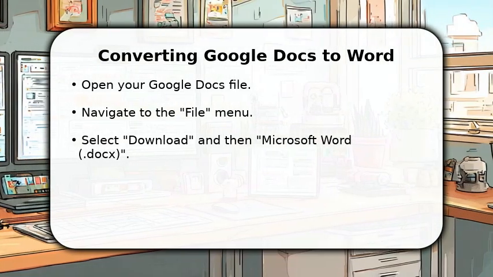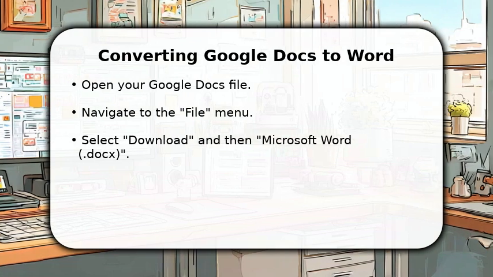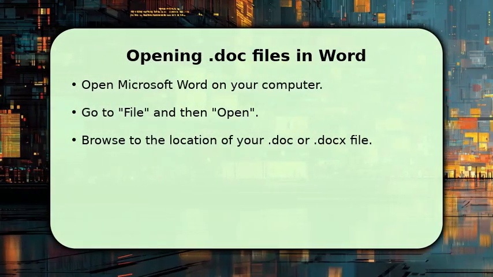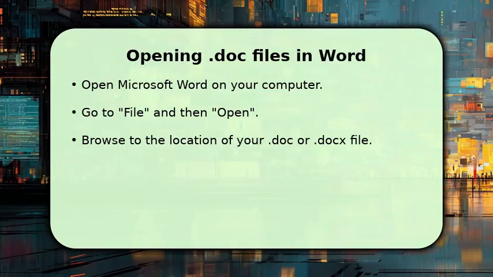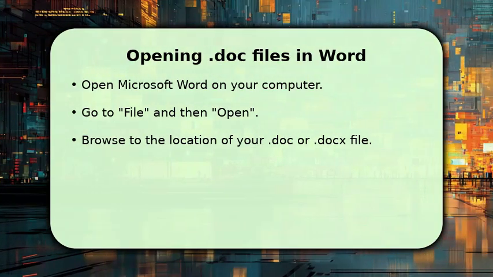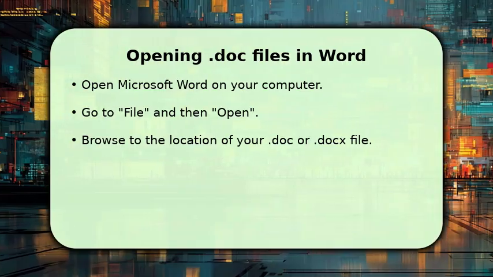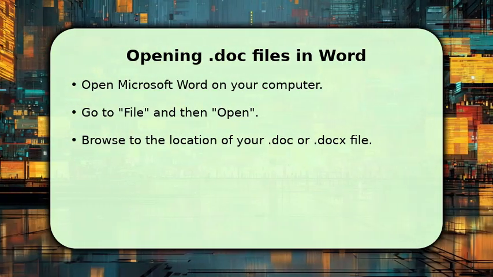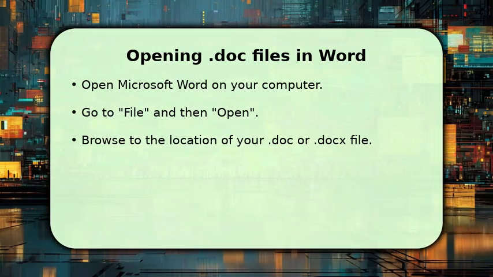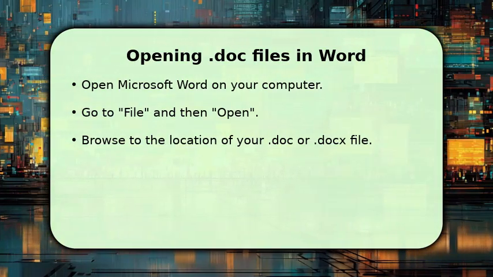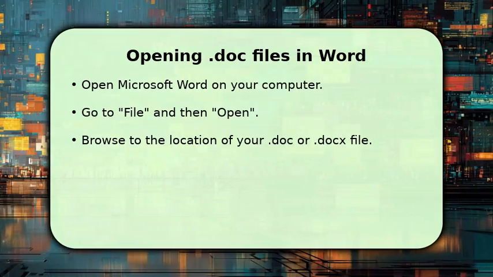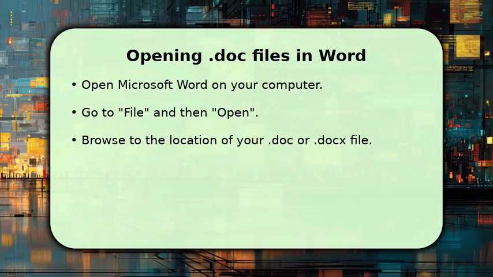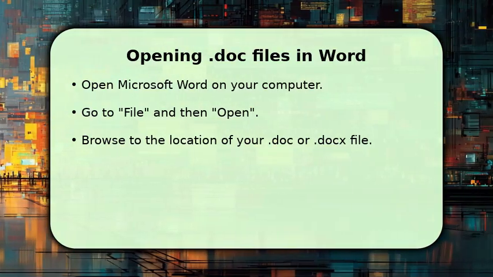This process is quick and straightforward, taking only a few clicks. Once you have your document, opening it in Microsoft Word is simple. Launch Microsoft Word on your computer. Navigate to the File tab, then choose Open. Browse through your computer's folders to find the downloaded DocX file. Select it and click Open. Word will then display your document, allowing you to edit, format, and save it as a standard Word file. This method ensures full compatibility with Word's features.